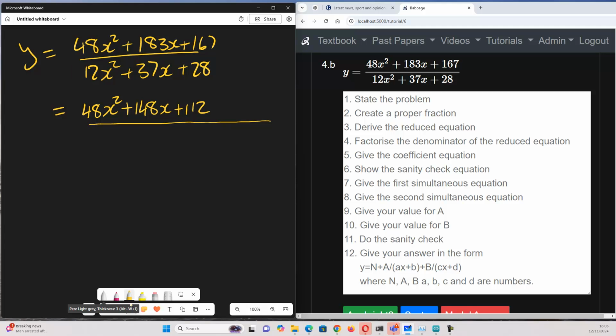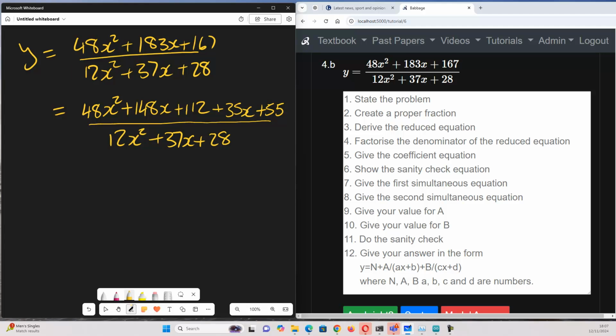So we had 148 there, we've got 183 there, so 183 minus 148 is 35, so we've got 35x, and then 167 minus 112 is going to be 55, plus 55, and that's all divided by 12x squared plus 37x plus 28. Right, so if we added all these bits back together again, we'd have 148x plus 35x, which is 183x, which is where we started. And if we add 112 to 55, we'd get 167, which is where we started, which means that we can now simplify this.